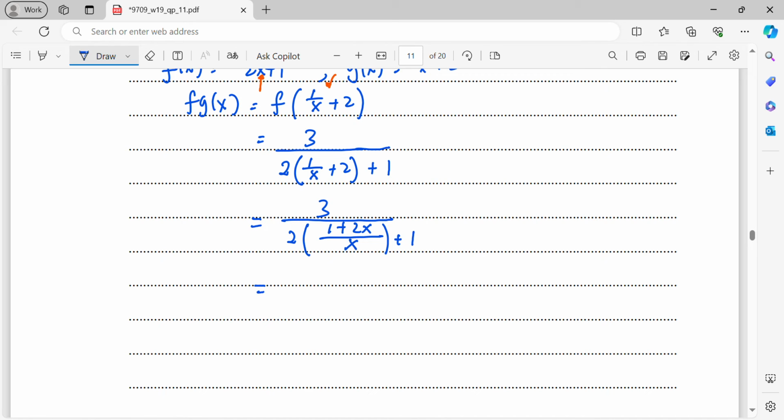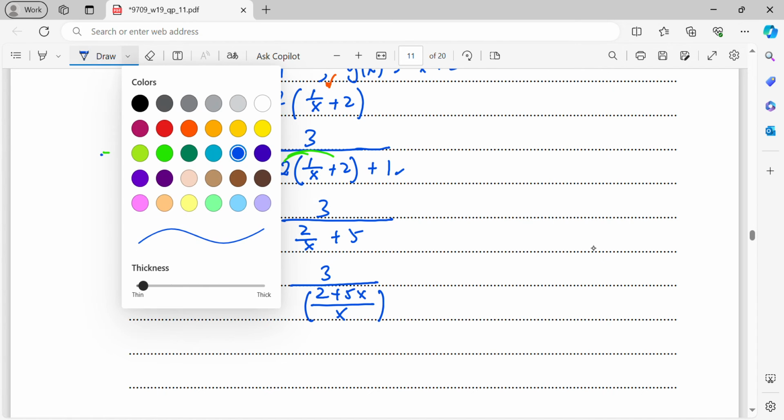And now I will get 3 over. Okay, and again, you have two methods. So let's say I use the other method, which is easier. I bring in the 2 first. So here I will get 2 over x. 2 times 2 is 4, 4 plus 1 is 5. This one is simple. So now I get the same denominator, so over x. So 2 plus 5x. Alright.